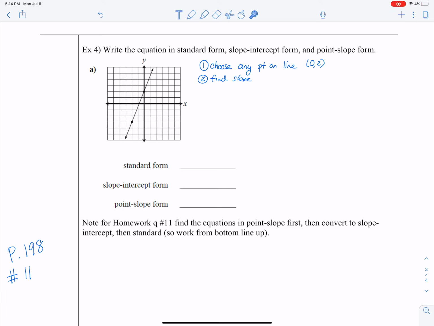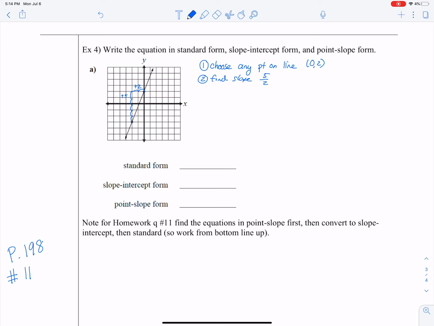Okay, so to find our slope, we'll take these 2 points and we'll count between them. So this is going 1, 2, 3, 4, 5. So plus 5, 1, 2, plus 2. So our slope here is 5 over 2. Remember, up and down is always on top.